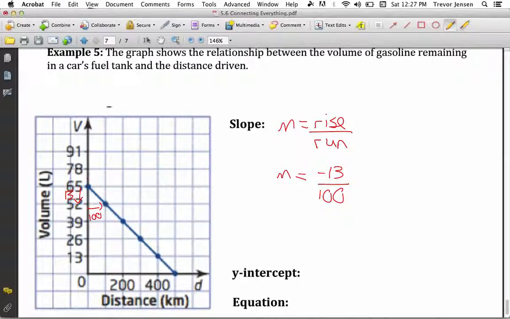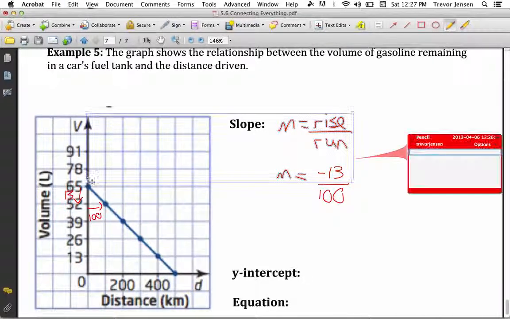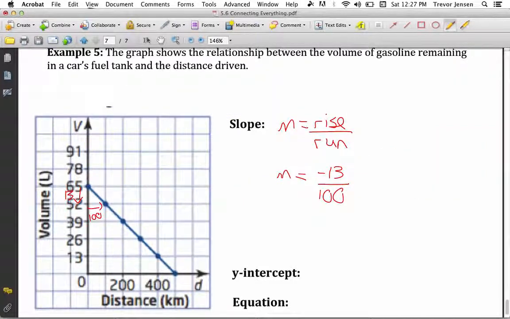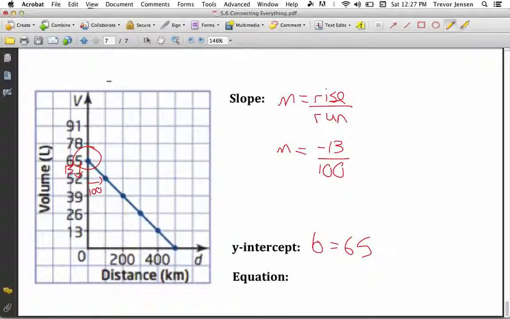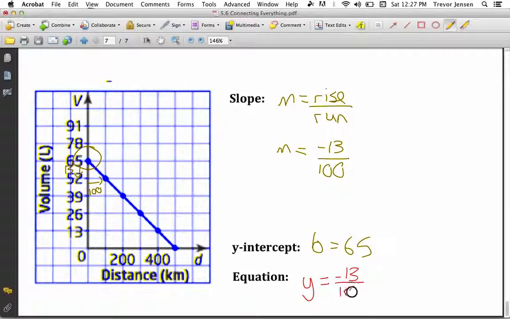The y-intercept, where does this graph cross the y-axis? It crosses the y-axis right here at 65. So my y-intercept, my b value, is 65. Therefore, the equation of my line is y equals negative 13 over 100 x plus my initial value, my y-intercept of 65. And that's it. Hopefully we've connected everything we've done this chapter.